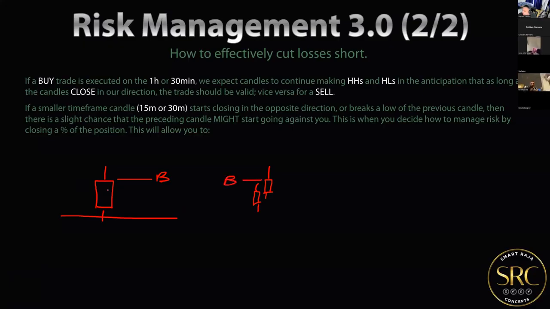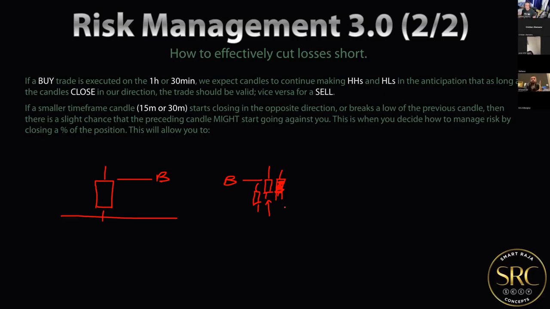Now you're expecting the next 30-minute candle to continue up, which means the 15-minute candle should also continue pushing up. But if the 15-minute candle closes bearish right here, I'm closing 50%. Or if the 15-minute candle hasn't closed and it breaks the low of the previous 15-minute candle, I'm closing 50%. I'm not taking any chances, because if a low is broken in an uptrend, I'm closing 50%. There are no ifs, no buts.